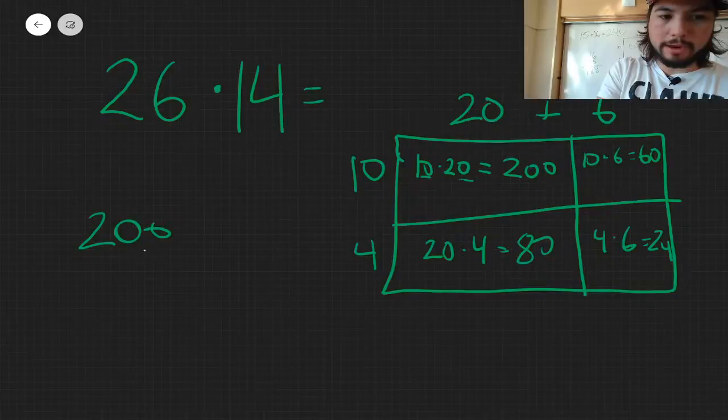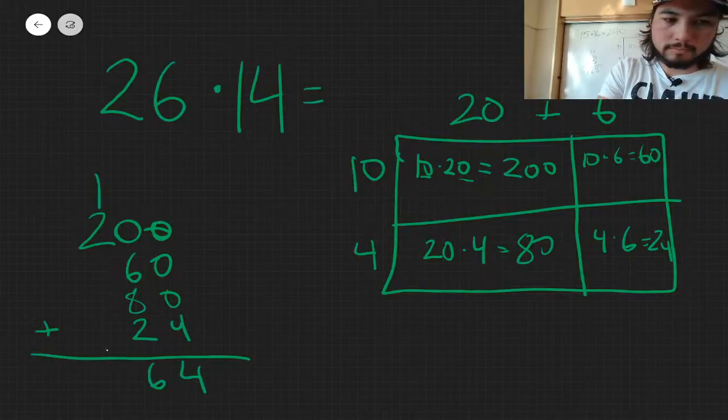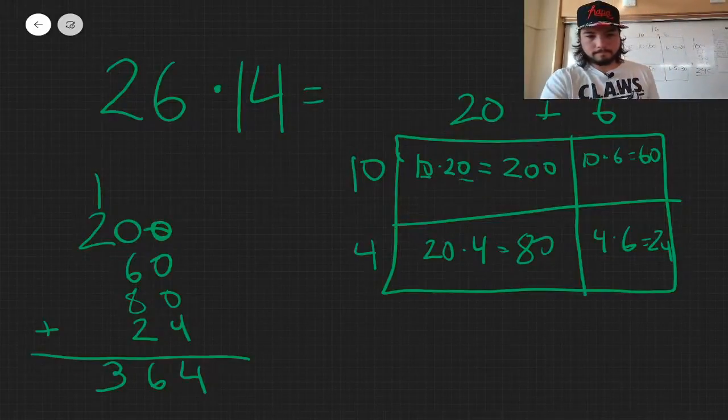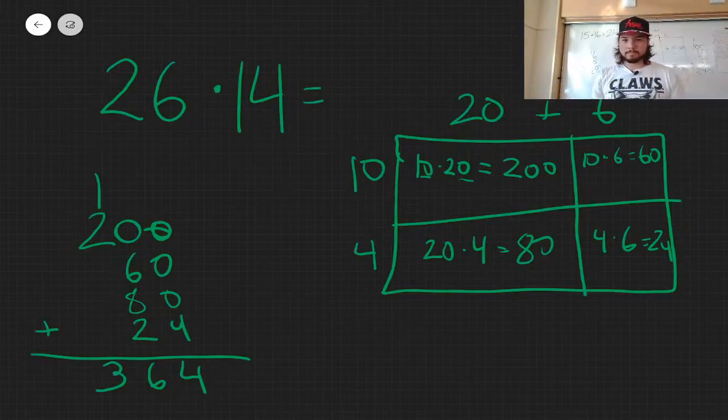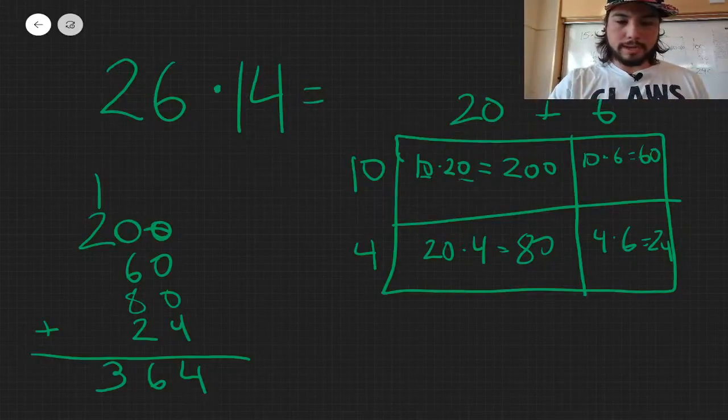A couple of you will stop there, but you don't know your total product until you add up your partial products. 200 plus 60 plus 80 plus 24. Okay, I did that one for you. This next one, you're going to do on your own. Starting with setting up our area model, finding the 4 partial products you need, and then adding up your partial products.